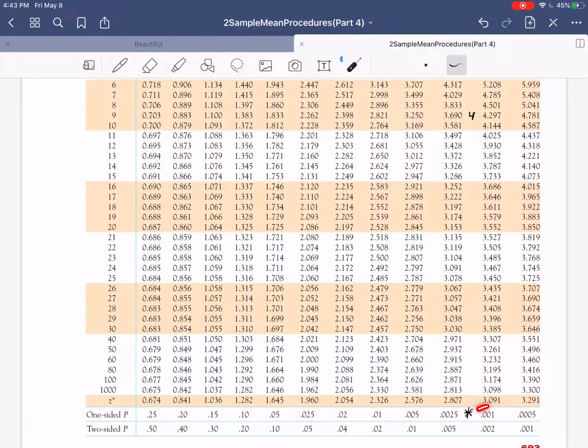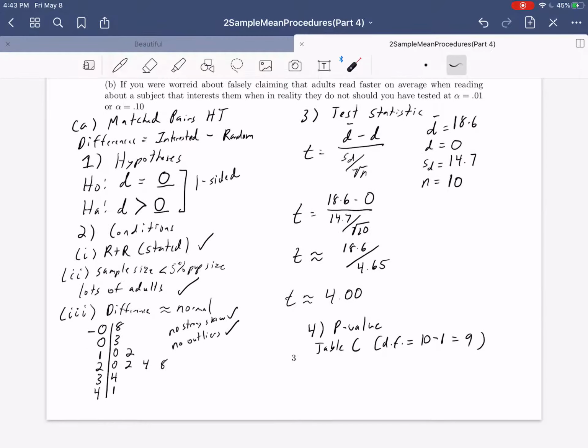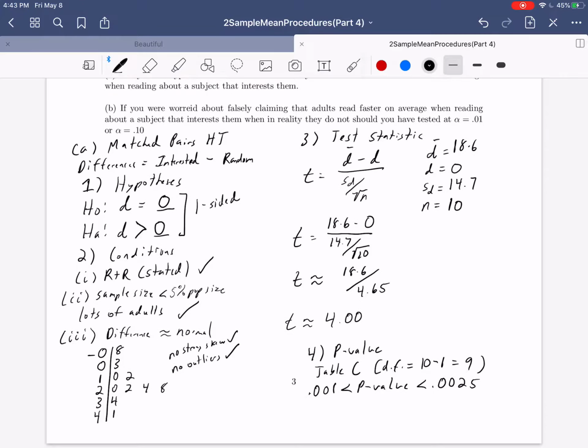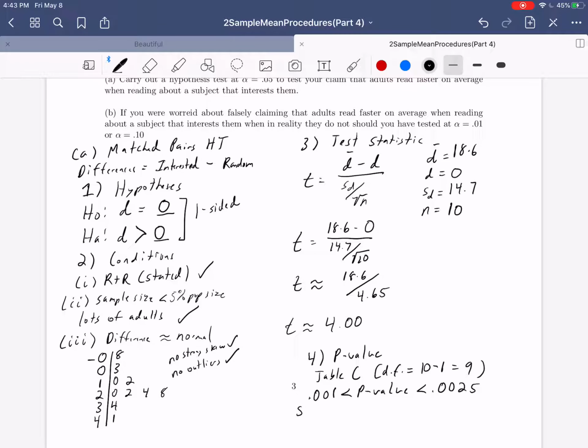So the low end is 0.001, and the high end is 0.0025. So we can go ahead and record that. Our p-value is somewhere between 0.001 and no larger than 0.0025. All right, we're now ready to squeeze in our conclusion. I'll put this a little bit over here so we have a little bit more room.